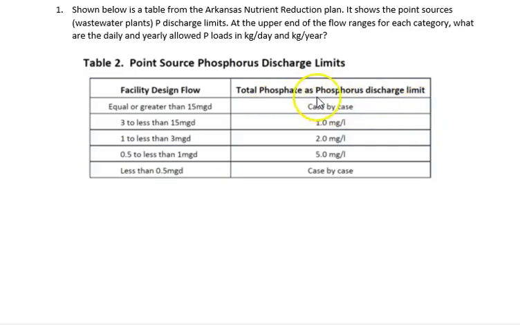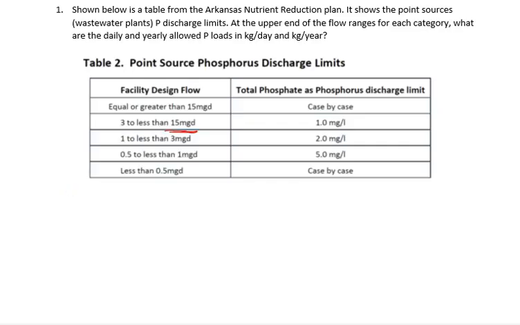Now, for the first one and last one, it doesn't give us a number, but it does for those middle three. So I'll show you one calculation for those middle three. I did it on a spreadsheet, but I'll write out the calculation and you can do the other two. So the upper end of this range is 15 million gallons per day. And we have 1 milligram per liter. So how much mass does that give us?